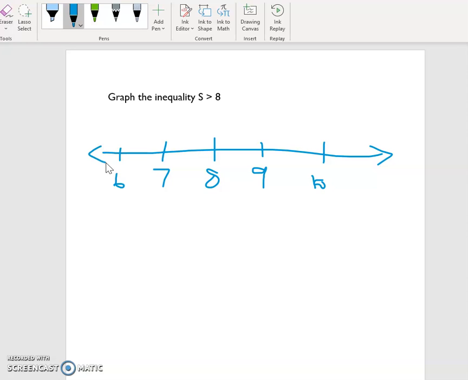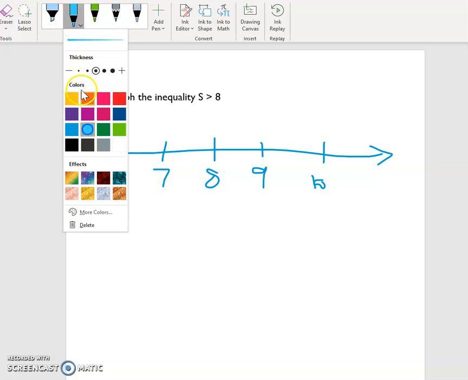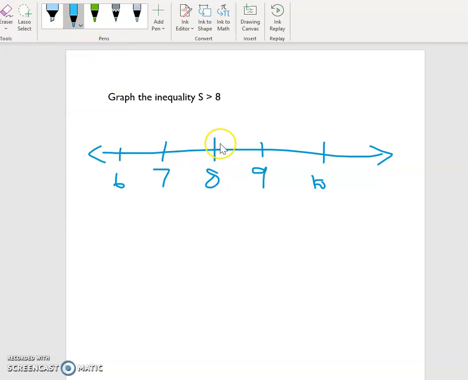To graph an inequality, you're going to need to make sure the variable is by itself on one side of the inequality symbol, and then the numerical value is on the other side. For this one, I'm going to graph S is greater than 8. So I'm going to put a circle at my 8. Greater than means I want bigger numbers, so I would highlight numbers greater than 8, as well as the arrows, because anything beyond 8 would make this inequality statement true. Notice I did not shade in the circle at 8 because it is not able to be equal to 8.